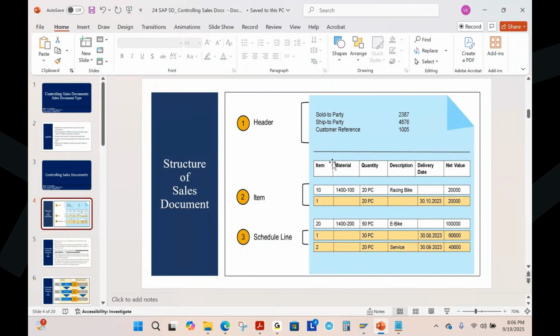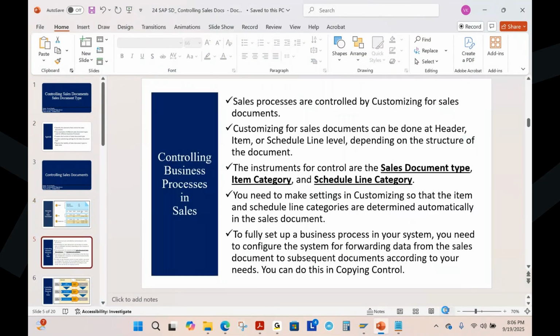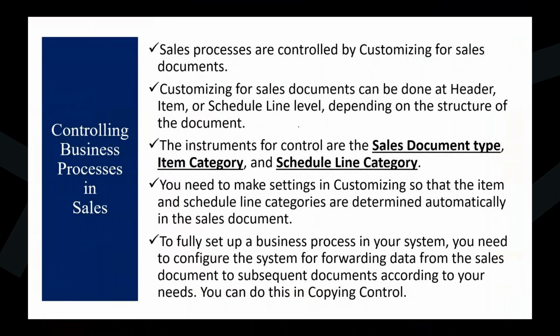Now our sales document type will control the header data. I'll come to that. Okay, let's understand some theory. Sales processes are controlled by customizing for sales document. So normally your sales process will be controlled by the backend customizing, which we will see in a minute. Customizing for sales documents can be done at header level, item level, and schedule line level, depending on the structure of the document. So you do configuration for header level, and at item level and schedule line level. Three levels you can do.